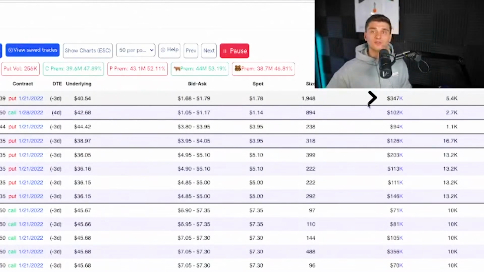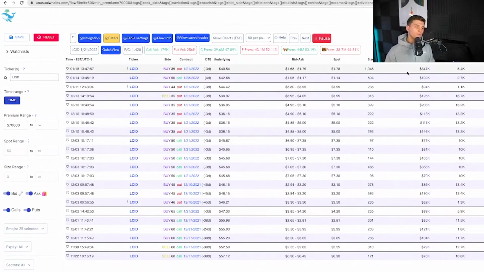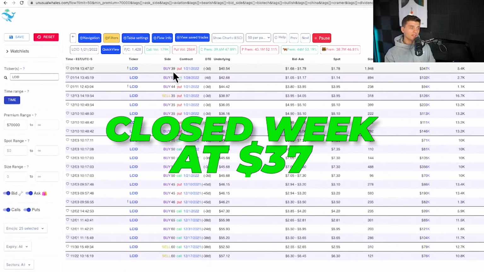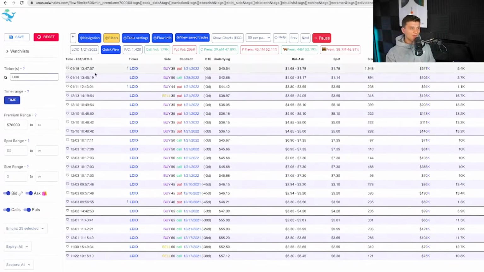On the 18th, Lucid was obviously over the $40 price point. Lucid ended up actually closing the week at $37, right? So these puts for the $39 strike, bought on, I believe, Wednesday, would have actually paid really, really well heading into the end of the week, because Lucid actually closed well under 39. It was in the 37s on Friday. So this was actually a really nice options trade.